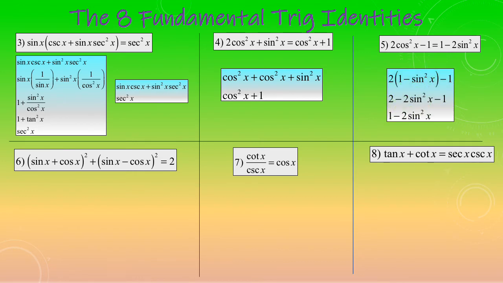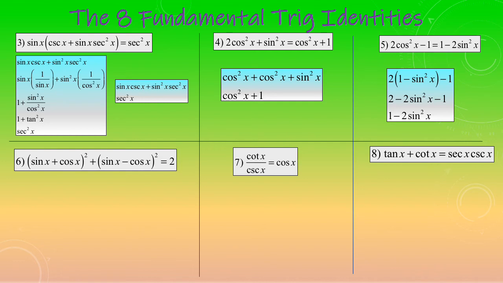In number 5, we have to prove that 2 cosine squared of x minus 1 is equal to 1 minus 2 sine squared of x. It is not clear which side is more complicated, so we choose the left side to work on. When we do that, always keep one eye on the right side. If we work on the left, we need to change cosine squared to sine squared. Luckily, we have an identity, actually a corollary that does that. Cosine squared of x is 1 minus sine squared of x.